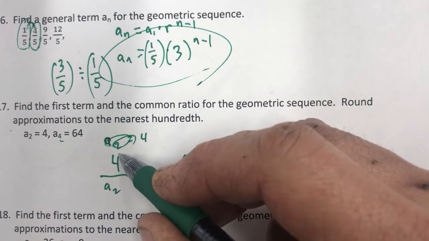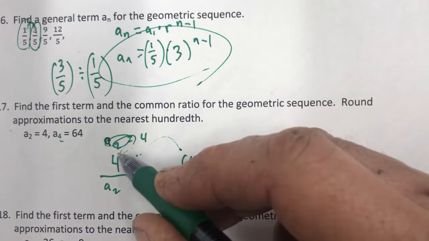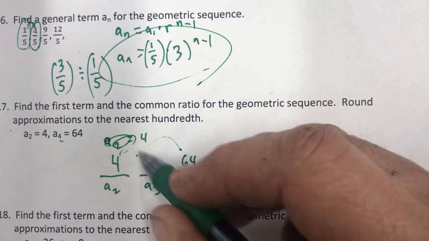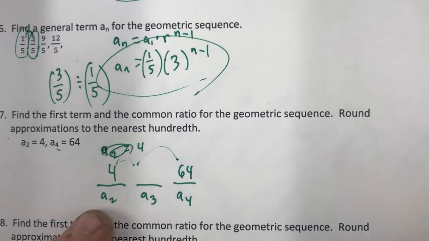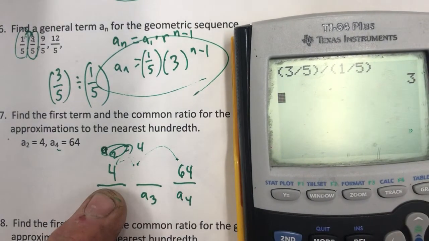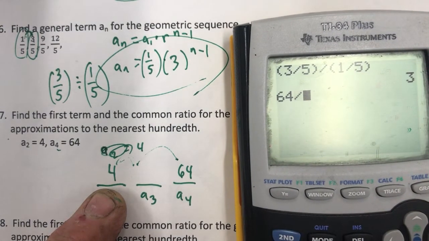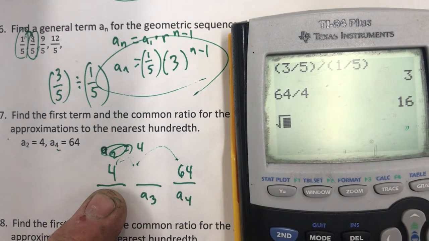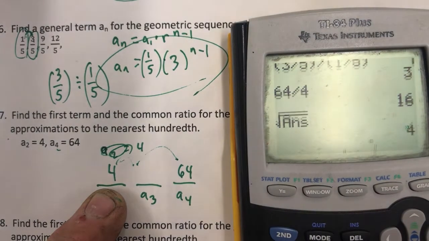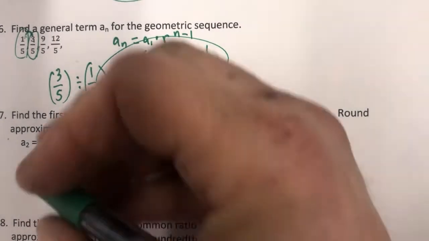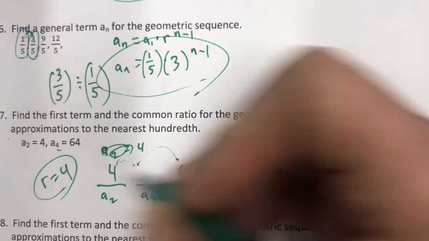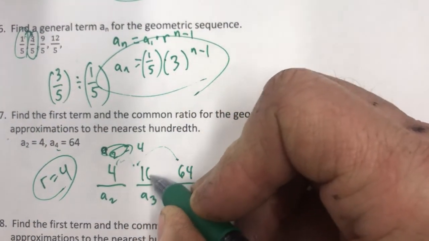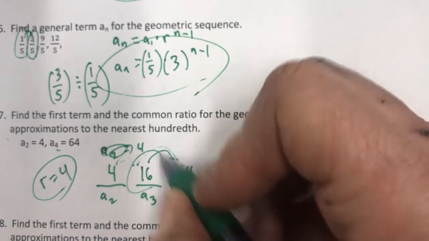All right, so now we're multiplying and we're multiplying again, which means I'm squaring something because I'm multiplying twice. So if I just do 64 divided by 4, I get 16. And now take the square root of that answer, which is 4. So that should be my r right there. R should be 4. 4 times 4 is 16. 16 times 4 is 64. Yeah, that's right.